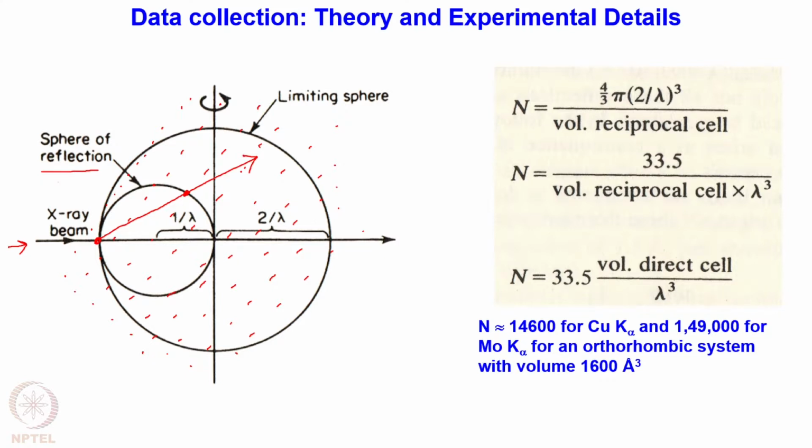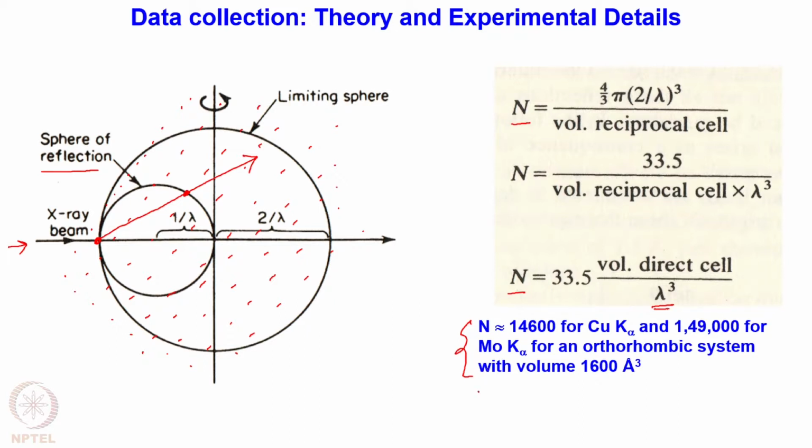We have also discussed that the total number of reflections that one can have from a given crystal is limited, and that limitation comes from the volume of the direct cell and the wavelength that is used. So crystals with larger unit cell dimensions, that means having a very large volume, will have a large number of reflections compared to the crystals having a very small unit cell. Once again, if we change the wavelength from molybdenum to copper or copper to molybdenum, there is a drastic change in the number of reflections, as we discussed in one of the previous lectures.